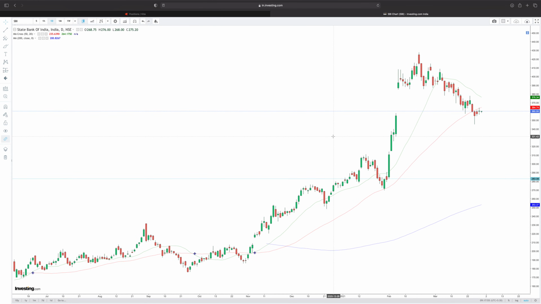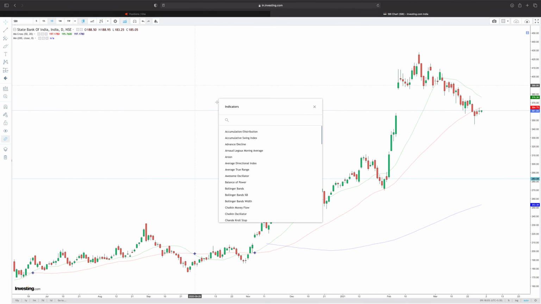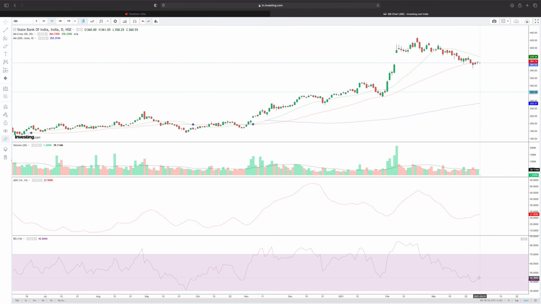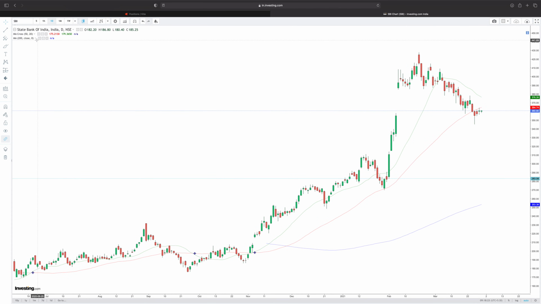Now, because it's a range, we want to be open to both possibilities. So what we will do next is select some kind of oscillator, like RSI, and try to determine if in a range this RSI has gone to the overbought level. Now, we are seeing that the RSI is clearly trading at around the oversold levels, the price happens to be below the 50-day moving average.